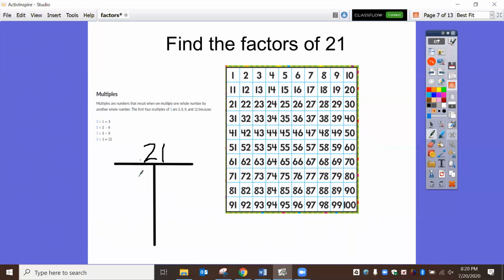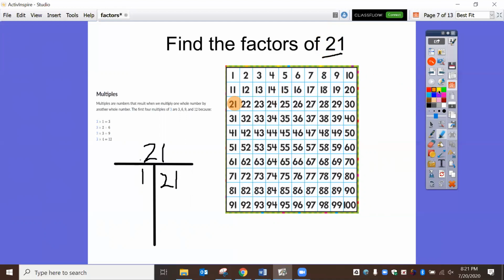One thing hopefully you noticed from our other 2 strategies and examples is that 1 was always a factor, and the number that we were trying to find the factor for is a factor as well. So I'm going to go ahead and start my T-chart with 1, and the factor we're looking for is 21. So I already know 1 factor pair. I'm going to go to my hundreds chart now, and I'm going to put a dot on the number 21 because that's the number we're trying to find the factors for.